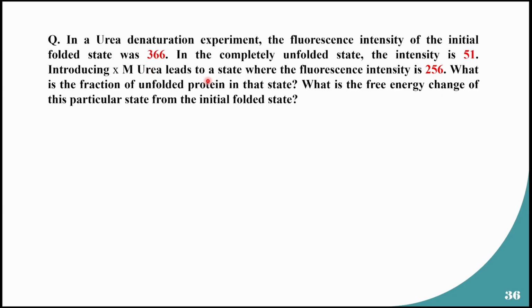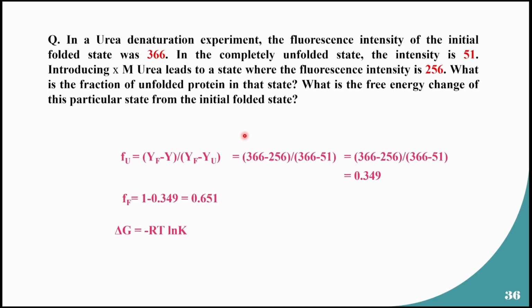Now it is asking, again, what is the free energy change of a particular intermediate state from the initial folded state. Now, how can you calculate this sort of free energy change? You have to calculate the fraction of unfolded state as well as the fraction of folded state. And very similar to the earlier formulas that we have been using, you can calculate the free energy change using minus RT ln K. In this case, the K would be a fraction, right?